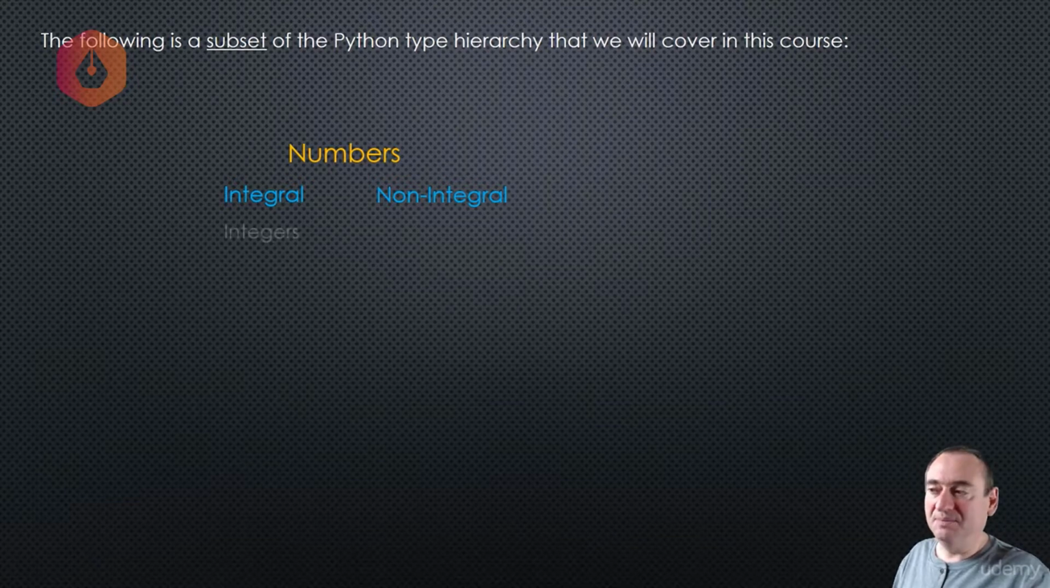Numbers are something we use all the time in programming, and we can divide numbers up into two different sections: integral numbers and non-integral numbers. And by integral numbers, I mean things like integers, right? 1, 2, 3. But we also have booleans. Booleans are actually also integral numbers. They're actually integers.